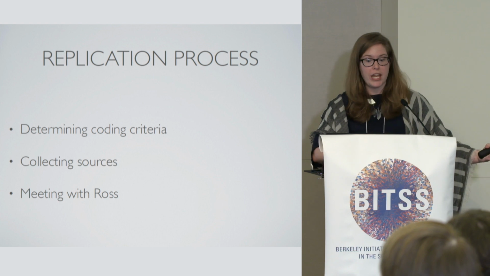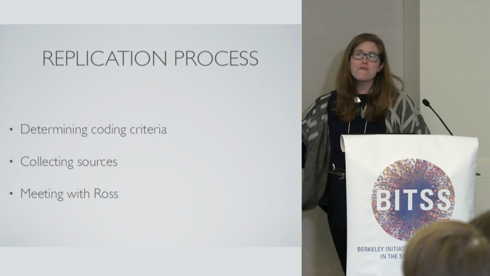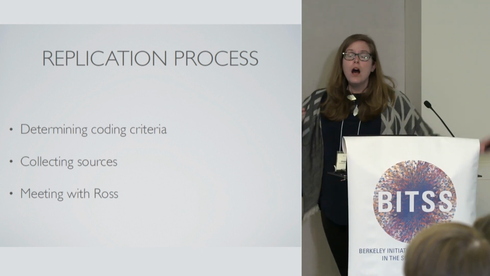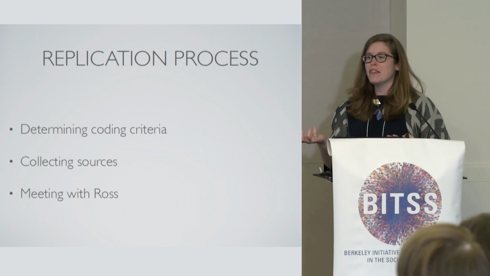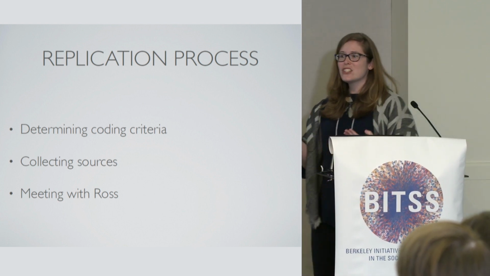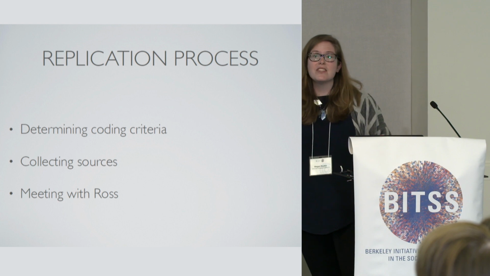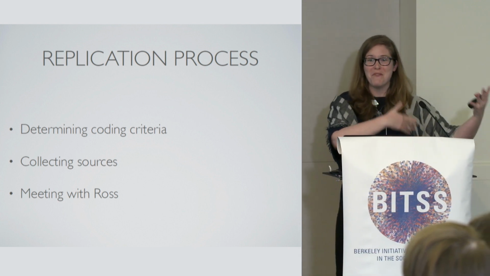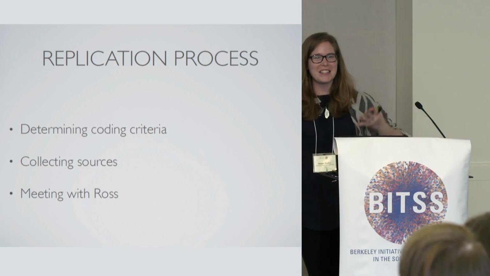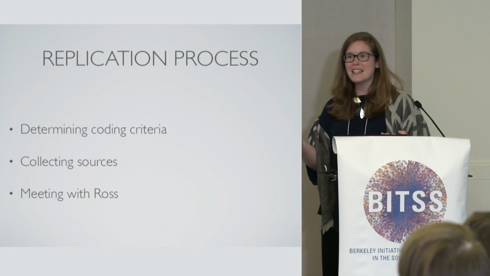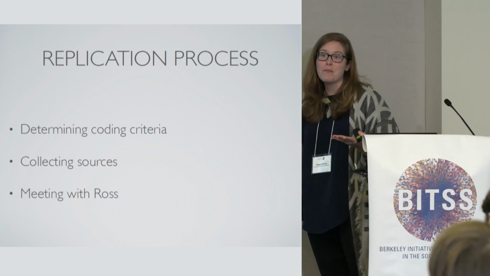How did we go about doing the replication? Well, one of the first tasks that we had to do was determining the coding criteria. And this is actually fairly difficult because when you have a quantitative study, there's frequently a code book that you can reference and you can go back and look at why decisions were made. But with case study research, you don't have that sort of information, right?